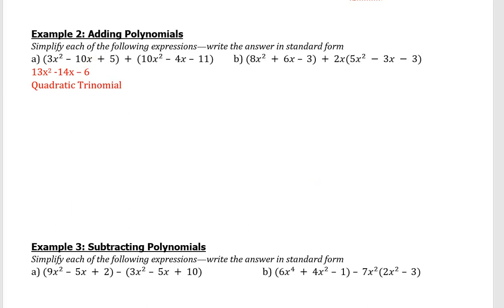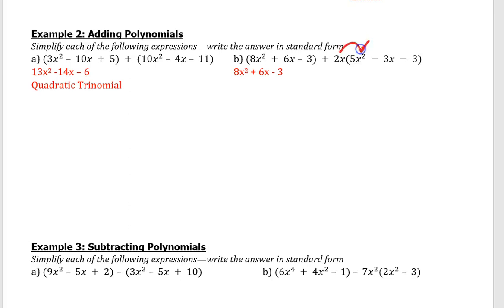Now for this one, I'm going to go ahead and just copy the first polynomial, the 8x squared plus 6x minus 3, and then I'm going to do a little distributive property. You're probably not going to see this real well here.